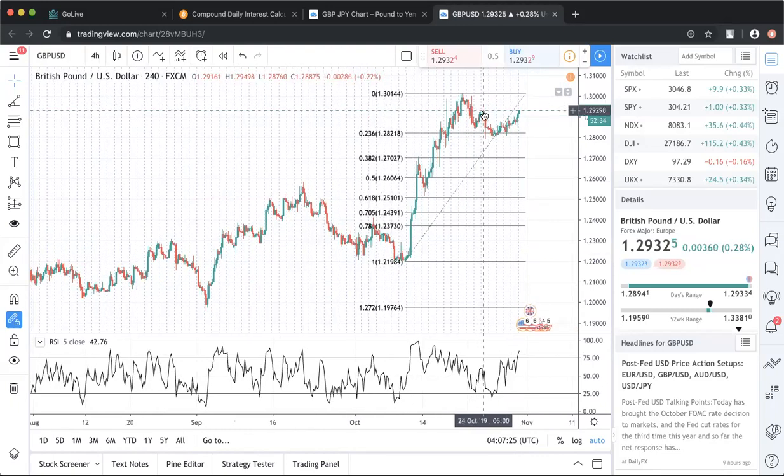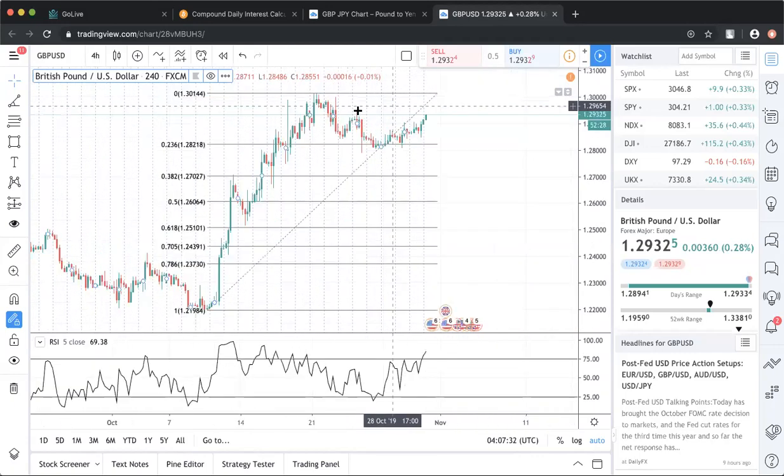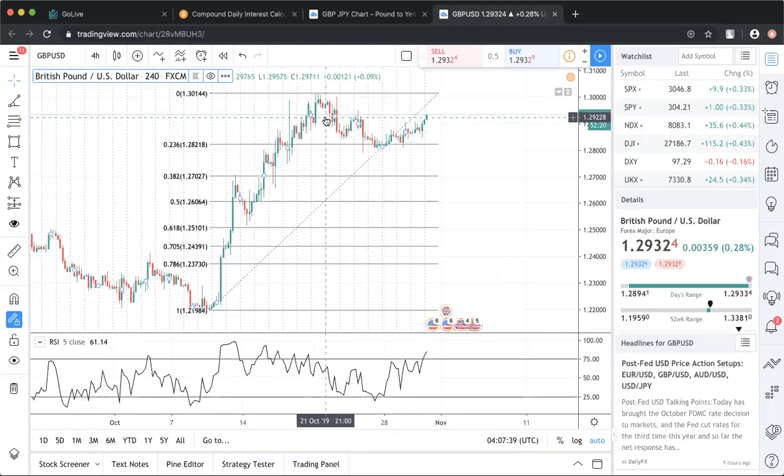Let's see, any divergence. There's bearish divergence on GU right now, but there's a lot of bullish momentum. A lot of bullish momentum.